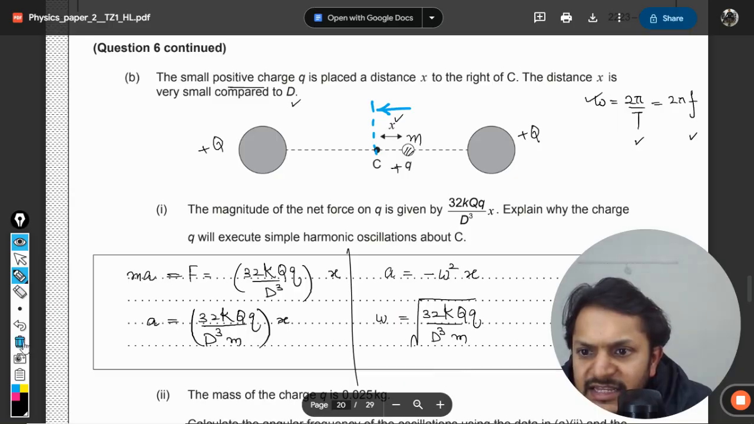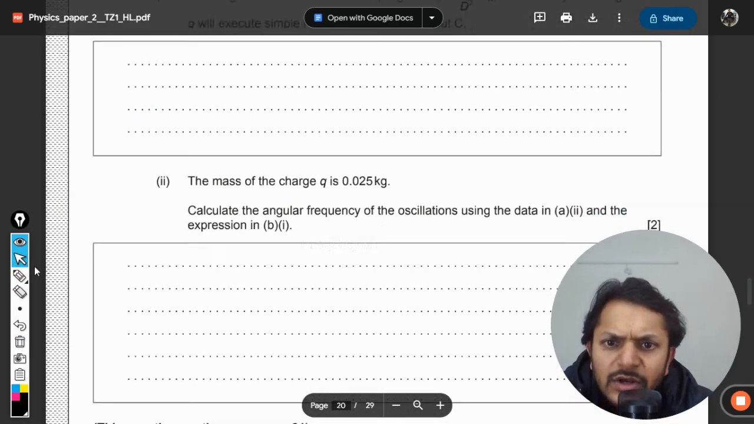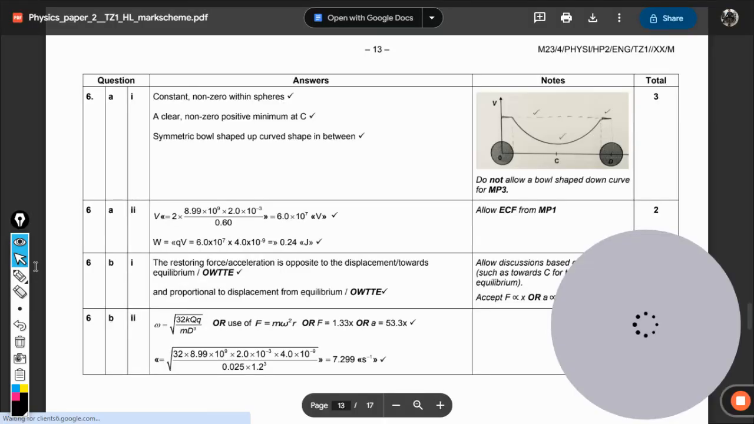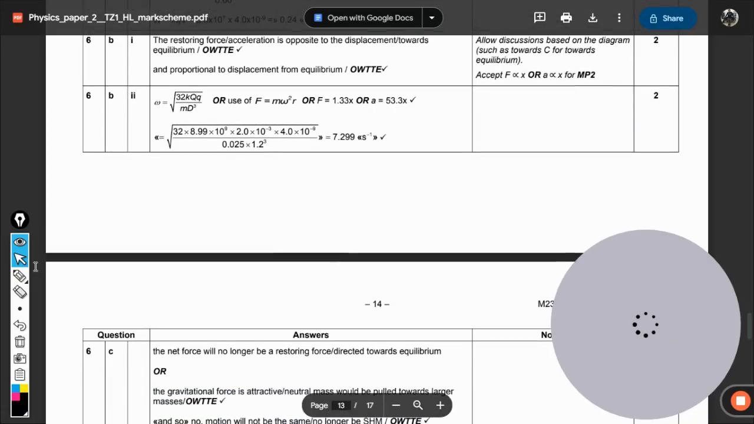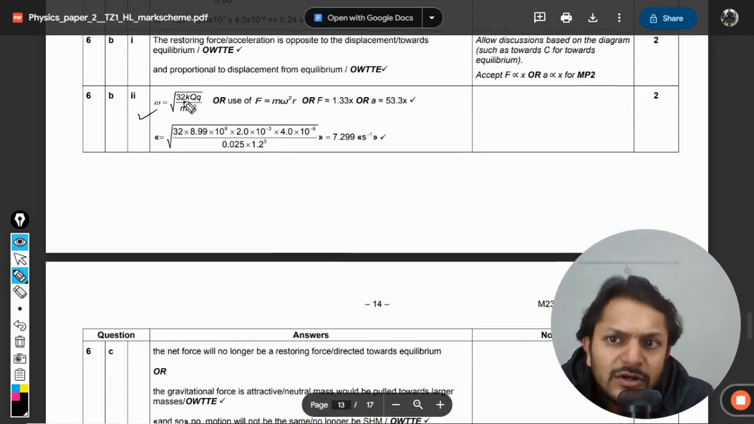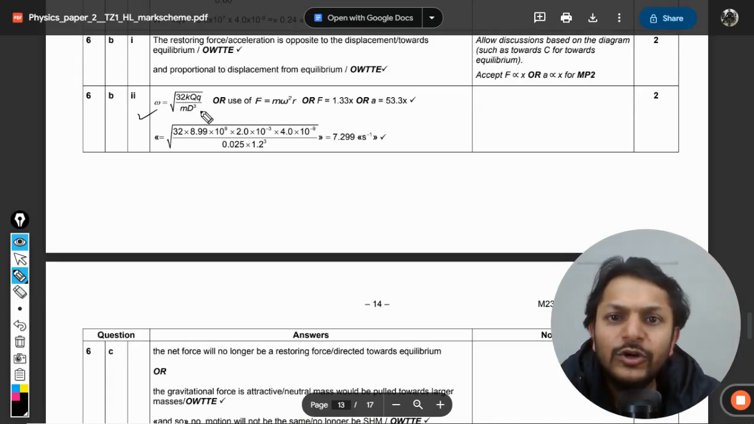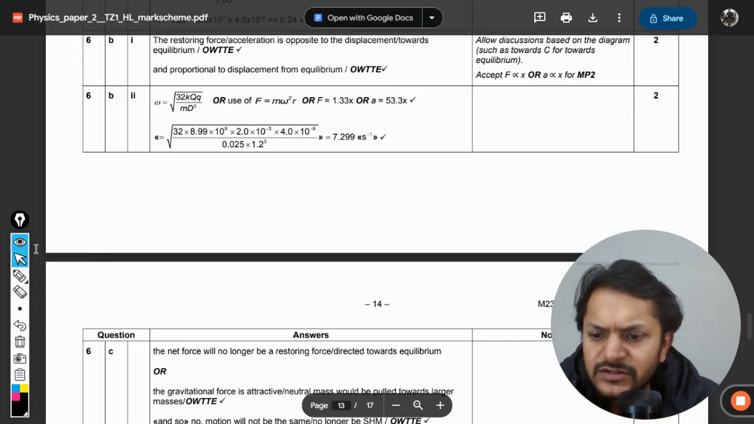Let us see what is the answer given. Calculate the angular frequency. Okay, so we will not be calculating; I will be showing you the marking scheme now. Clearly, they have done the same thing. You see, omega is equal to the square root of 32k q divided by m d cube, and I told you to do the same thing. So omega is there, and what else were you supposed to find? Just a moment.